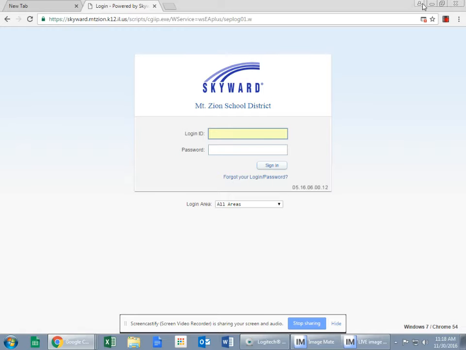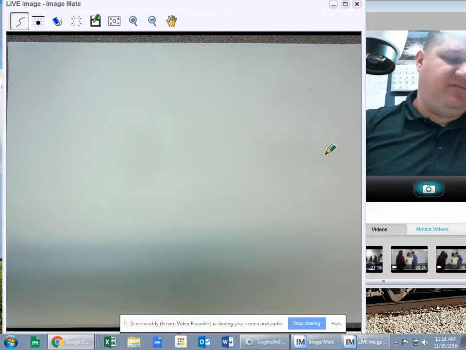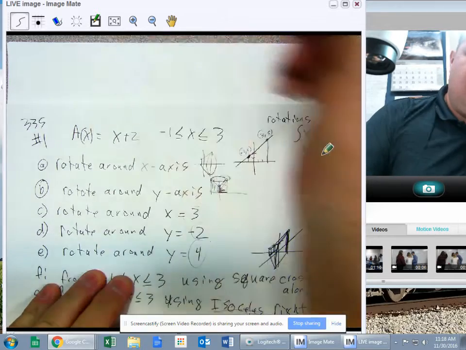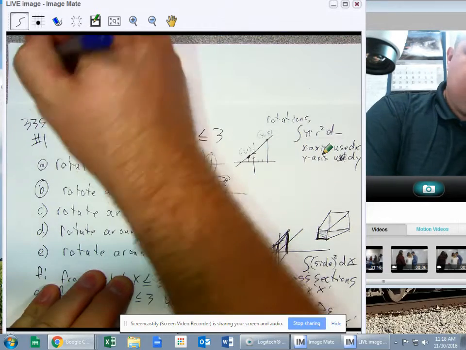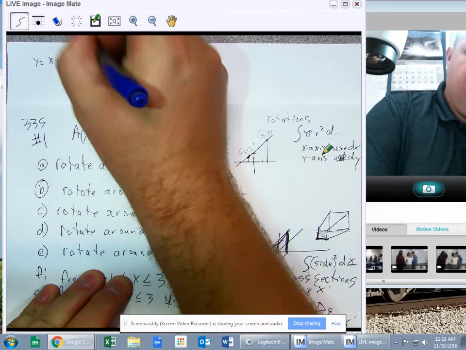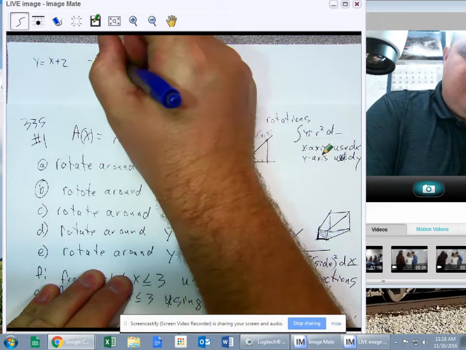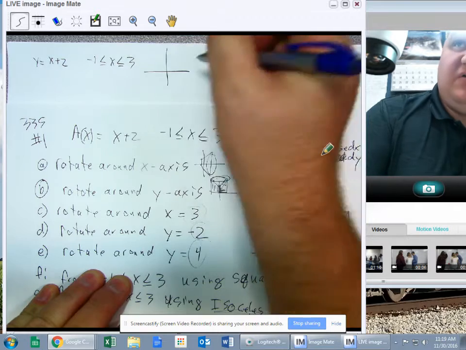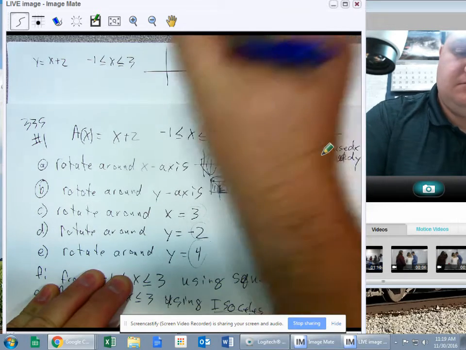Okay, ladies and gentlemen, let's take a look at graphing. Now, you were given this problem. Let's go through the various iterations. So, y equals x plus 2 from -1 less than x less than or equal to 3. And so the graph would look as follows.